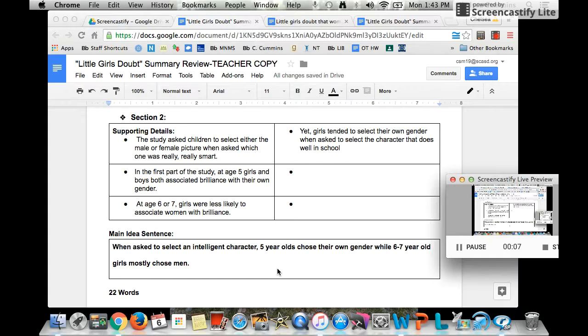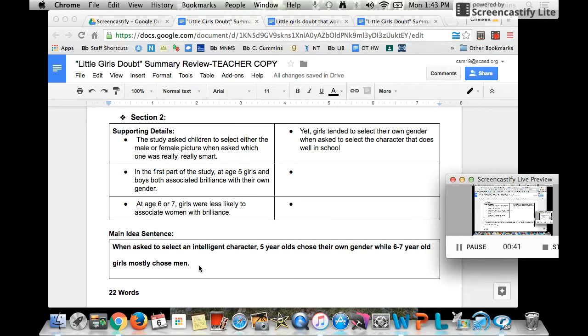Please take a look at mine to see maybe how they compare, maybe how you can change. So these were the details that we created. Here is my main idea sentence. When asked to select an intelligent character, 5-year-olds chose their own gender, while 6 to 7-year-old girls mostly chose men. You can see that I really didn't include this fourth main idea. It was something that in the end I thought was maybe too minor or wasn't necessary for a 10% summary.